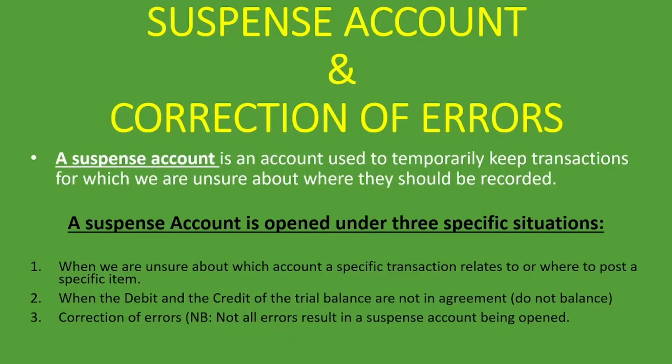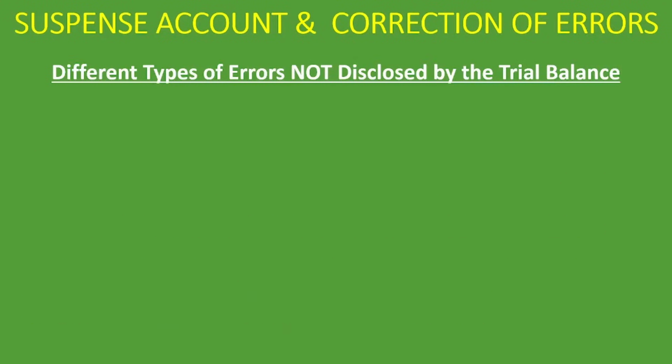Now, where students usually battle is with the types of errors that we will be dealing with here. So let's go into that. What you must remember is that there are errors that do not affect the balancing of the trial balance. All right, that means that my debit in my trial balance and my credit will still be the same, even though there may be some errors. My trial balance might still balance, but there are errors which will be revealed by the trial balance, meaning that my trial balance will not balance, and therefore I will know that there is an error that was made somewhere. So let's firstly look at the different types of errors that are not disclosed by the trial balance.